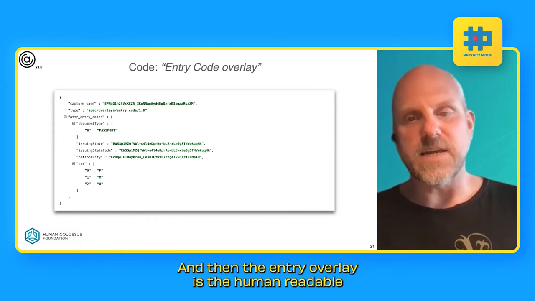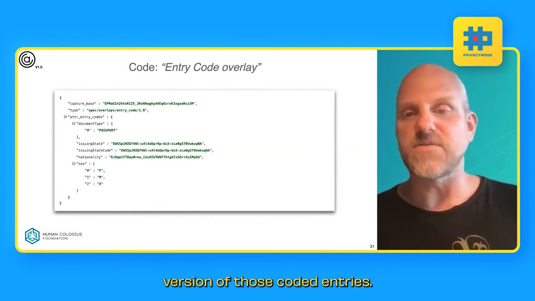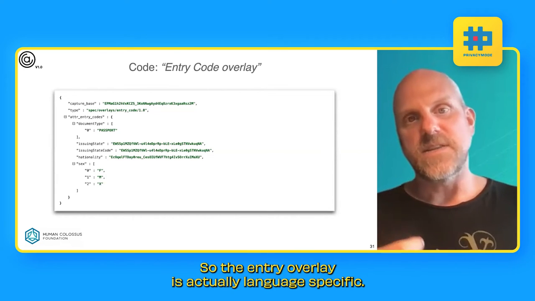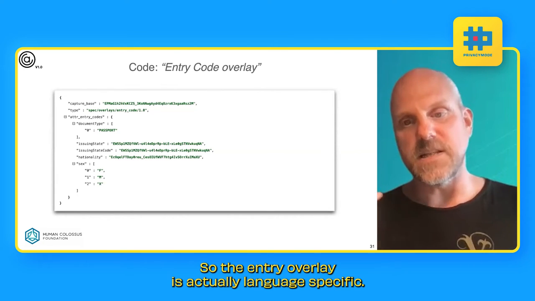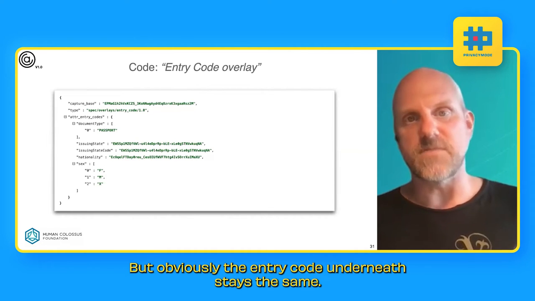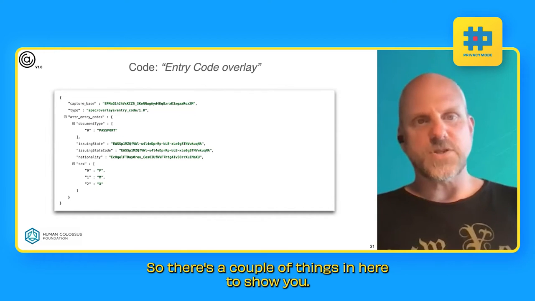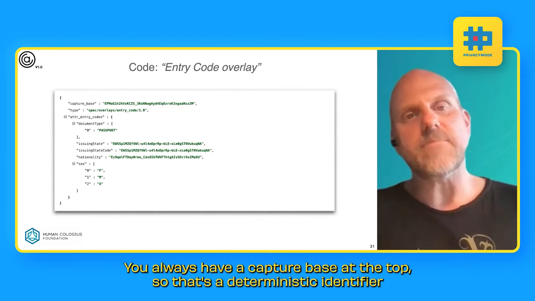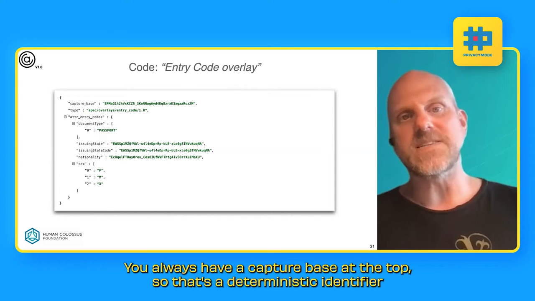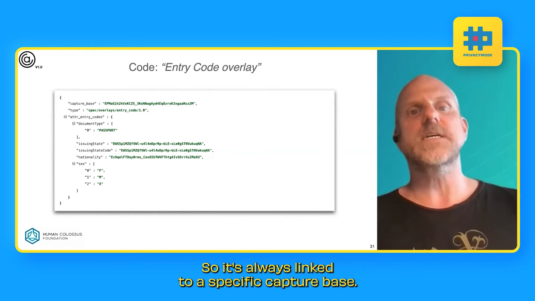And then the entry overlay is the human readable version of those coded entries. So the entry overlay is actually language specific. So you could change that into multiple different languages, but obviously the entry code underneath stays the same. So there's a couple of things in here to show you. You always have a capture base at the top. So that's a deterministic identifier of the capture base. So it's always linked to a specific capture base.